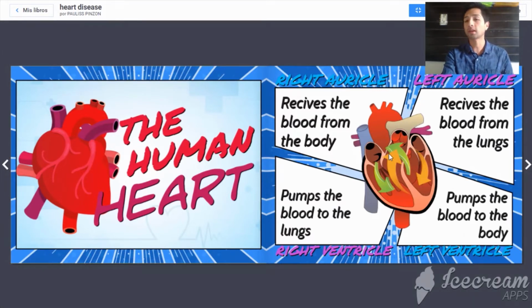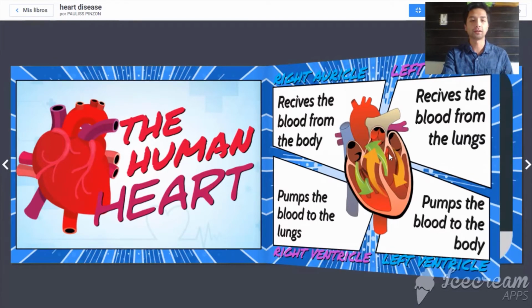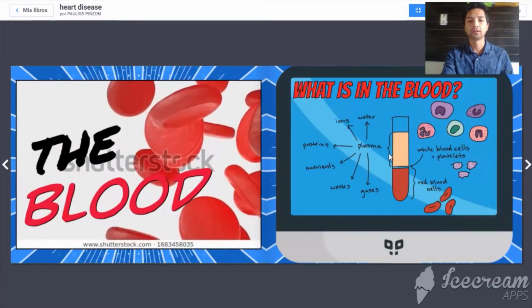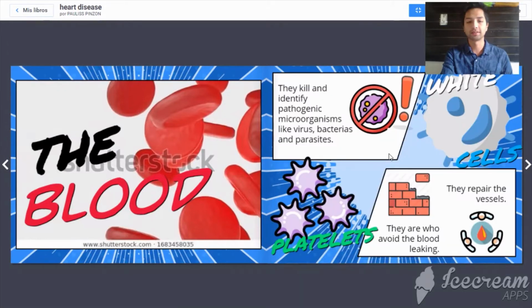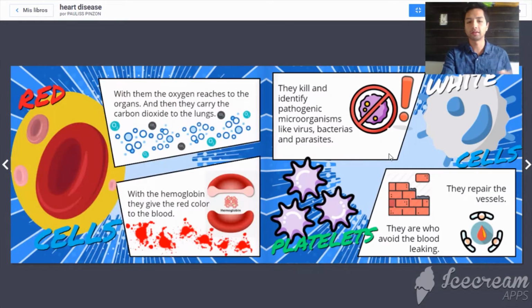So if we have the engine, we need gasoline, and this gasoline is the blood. So what is in the blood? The first thing everybody thinks of is the red cells. The red cells carry the oxygen and the carbon dioxide to all the organs, and they also have hemoglobin, the protein that gives the red color to the blood.